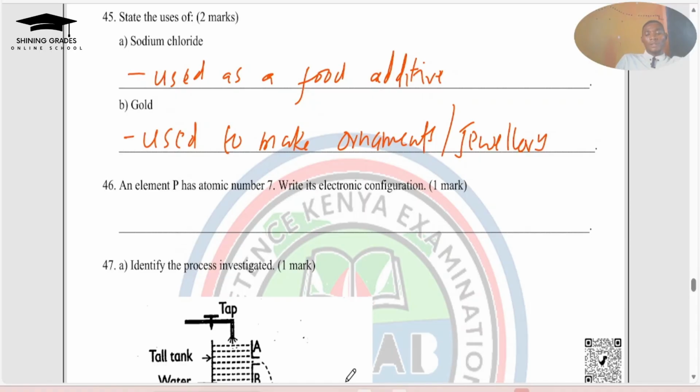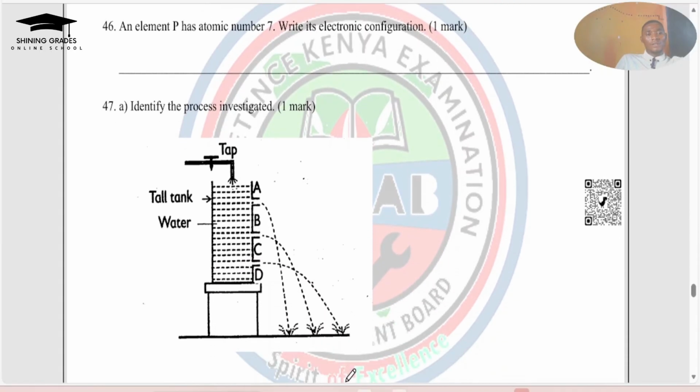Element P, question 46, has atomic number 7. Write its electronic configuration. The atomic number means the number of protons, which is 7. Number of protons is always equal to the electrons. So the configuration is 2, 5.